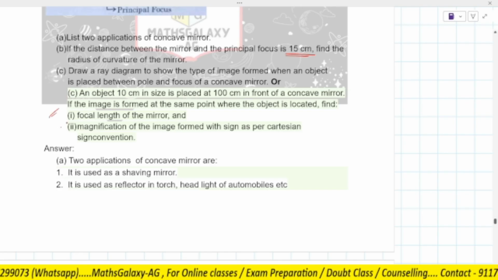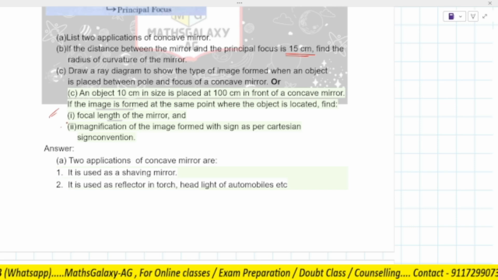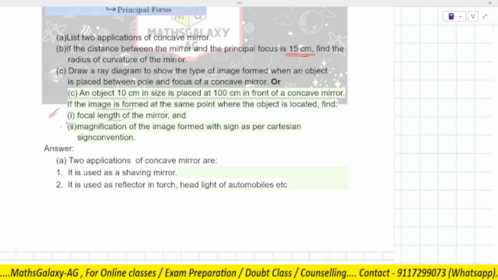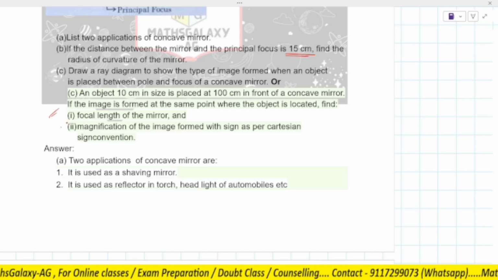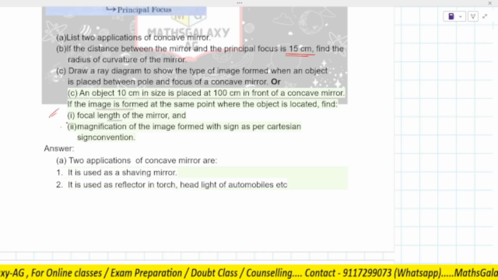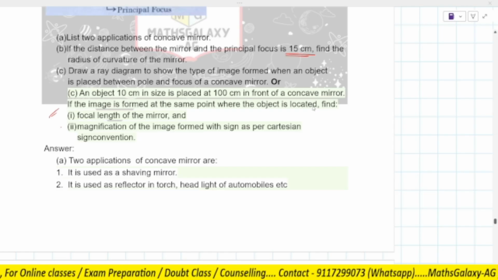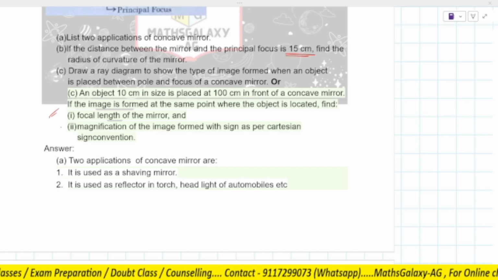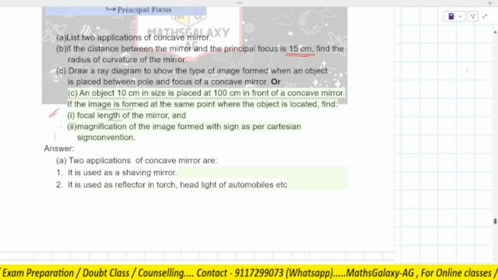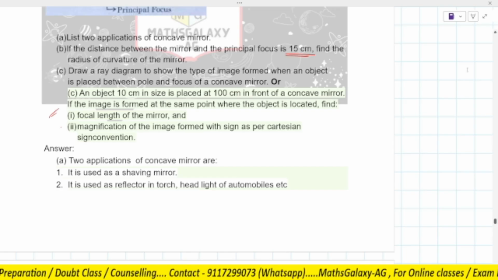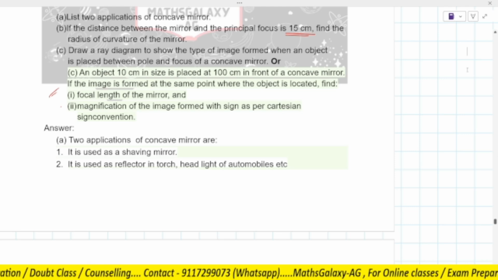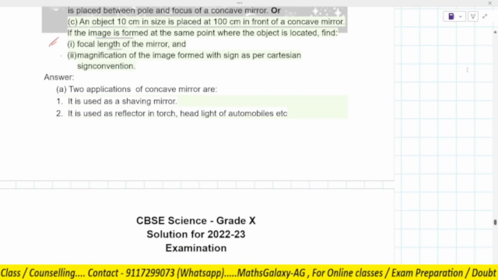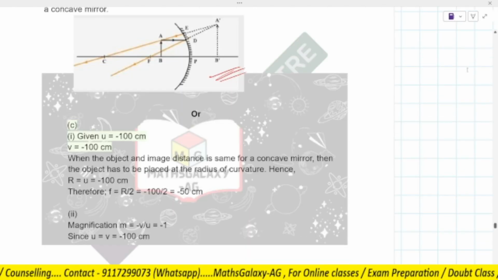An object 10 centimeter in size is placed at 100 centimeter in front of a concave mirror. If the image is formed at the same point where the object is located, find the focal length of the mirror. Okay, first you have to find the focal length of the mirror. After that, next you have to find the magnification of the mirror image formed, with sign as per Cartesian sign convention. So let's see here how we will do it.